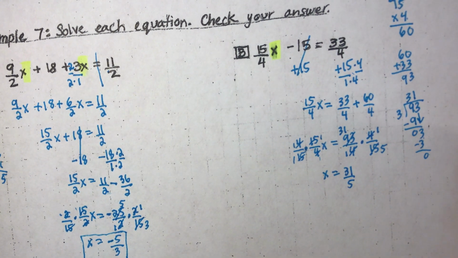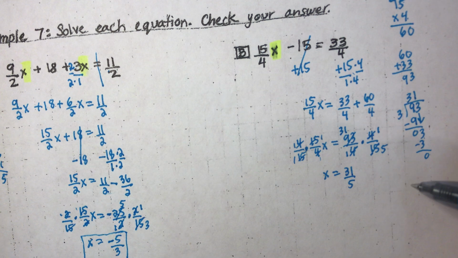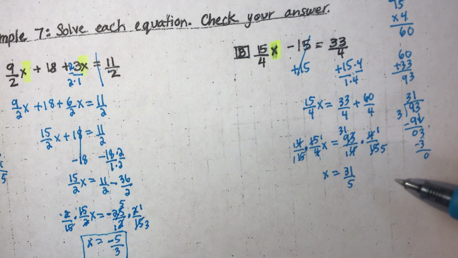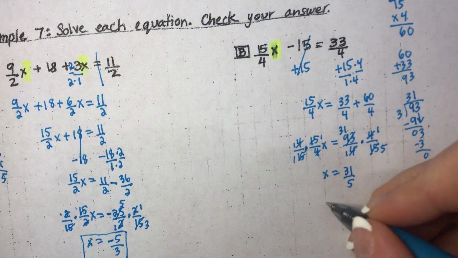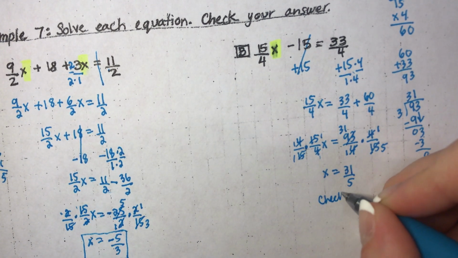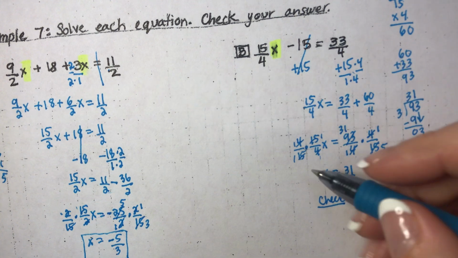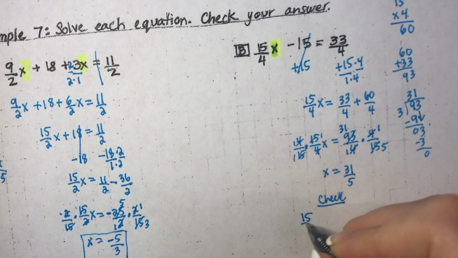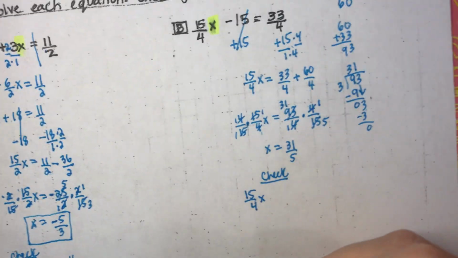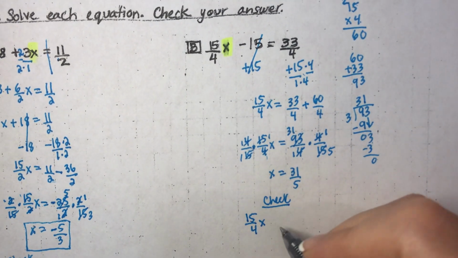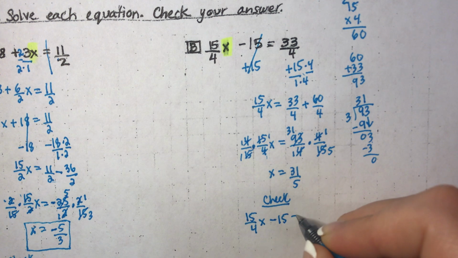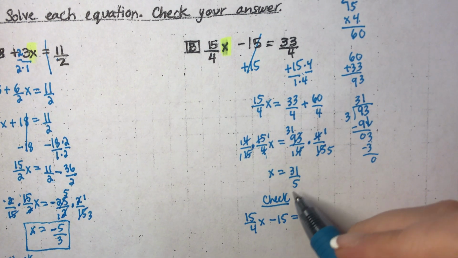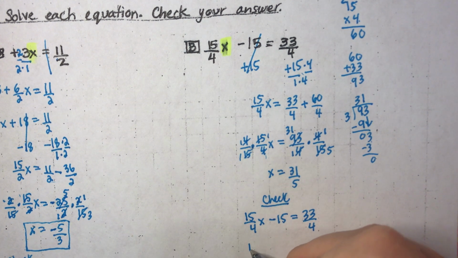All right. It's kind of a different answer, but that's okay. So now we're going to go ahead and check this. So go ahead and write the word check. Write down the problem. 15 over 4x minus 15 equals 33 over 4. We're going to substitute 31 over 5 in here for x.